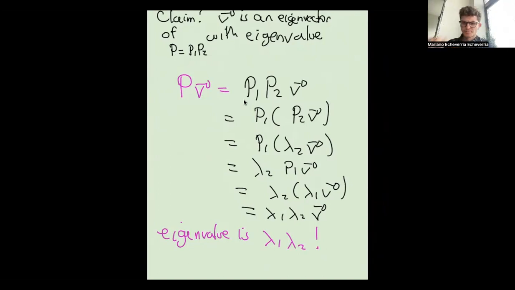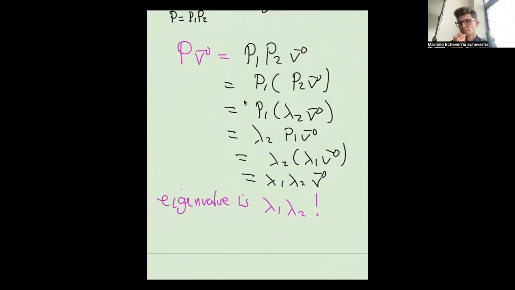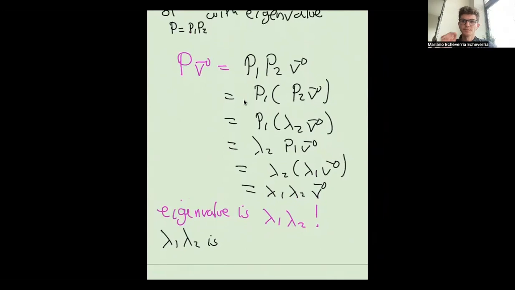Is that making sense? Up to this point, so far so good. Questions about this?